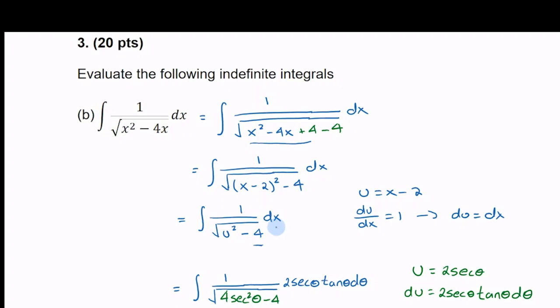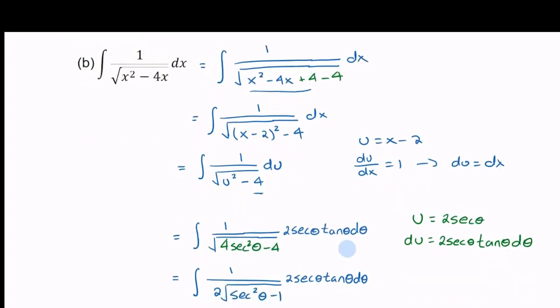And this dx here, or sorry, it shouldn't have been a dx, it should have been a du once we convert it over. This du gets turned into 2 secant theta tan theta d theta. And now we go ahead and simplify. First, if we factor out a 4 and then take it outside the square root, it becomes a 2, leaving us secant squared theta minus 1.